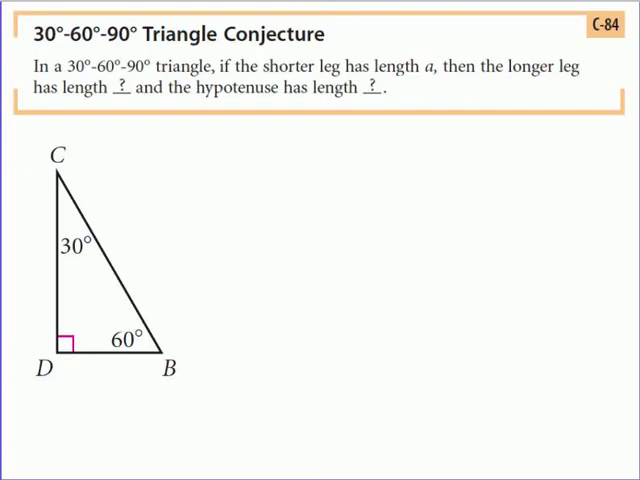Alrighty, so now we're going to talk about a 30, 60, 90 triangle. Now this one isn't like the 45, 45, 90. This is something you're probably going to have to file away to memory. So in a 30, 60, 90 triangle, if the shorter leg has length A, then the longer leg has length blank, and the hypotenuse has length blank. So I'll let you get that down. It's not going to take up a lot of room on those blanks.